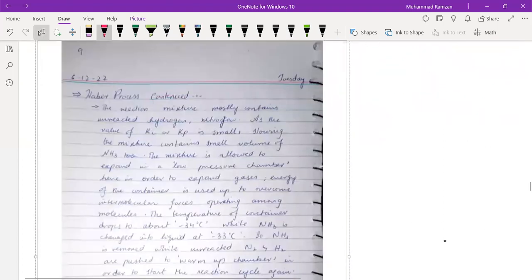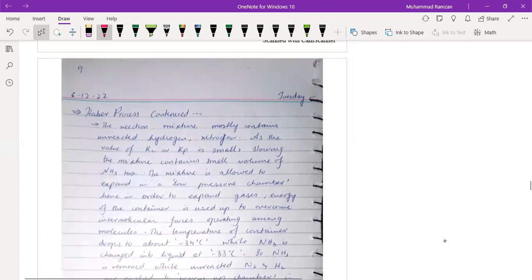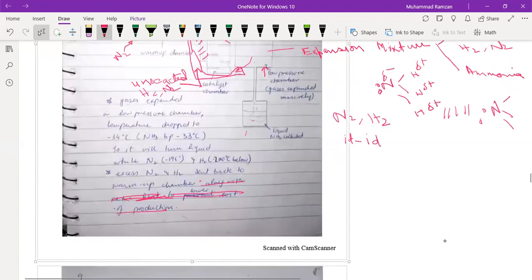Why does ammonia change into liquid? Due to the lower pressure in the chamber, the other unreacted gases are able to expand, but the ammonia just sits at the bottom and condenses. I will write over here too, so that it is more clear.